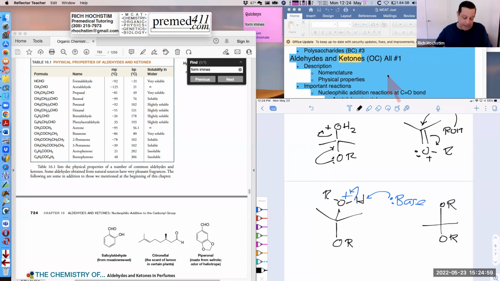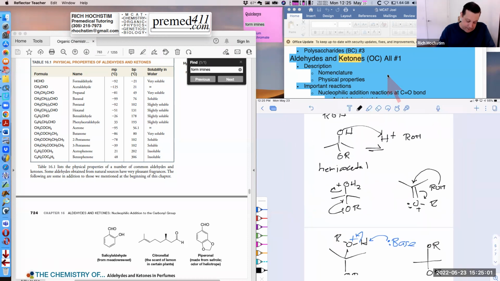So it's a little fancy, but it follows the way a lot of these reactions work when we're dealing with aldehydes and ketones. So the question is, what good is all of this? What it's really good for is creating protecting groups.